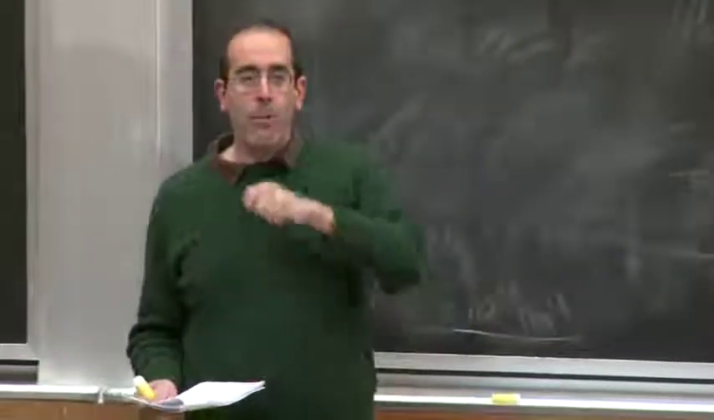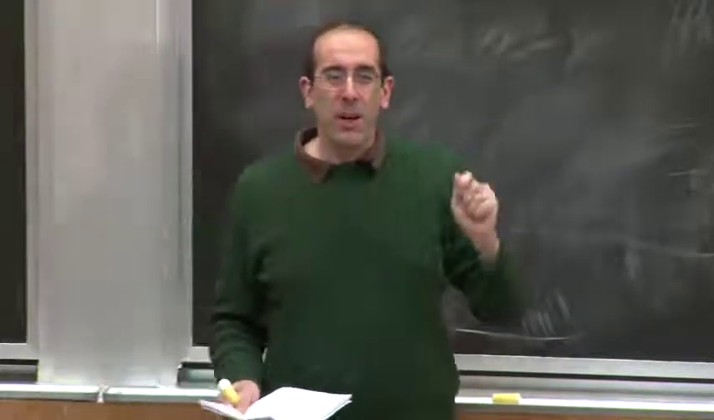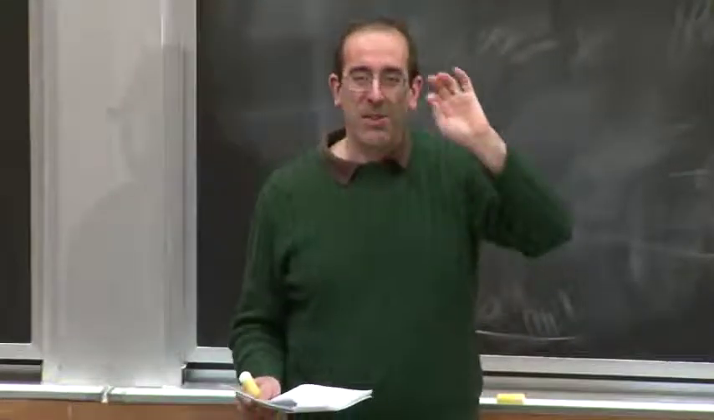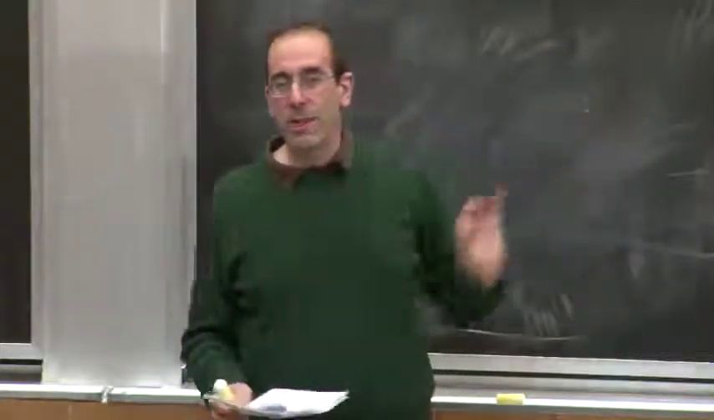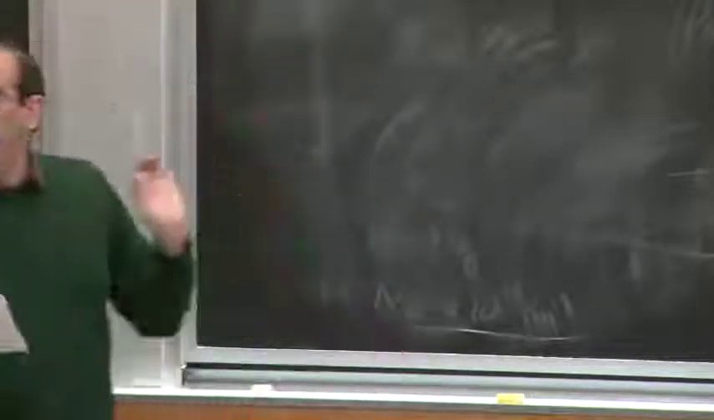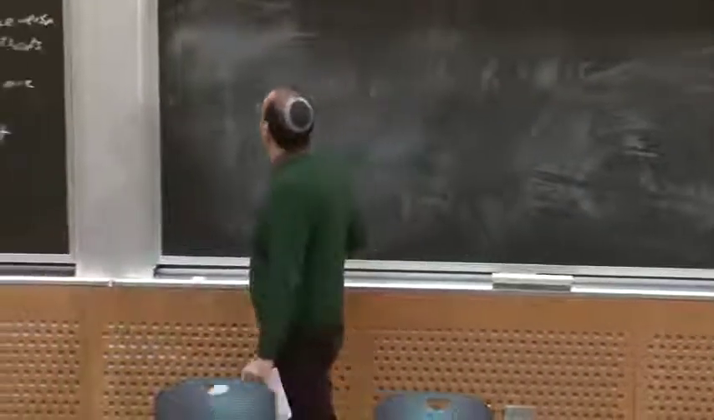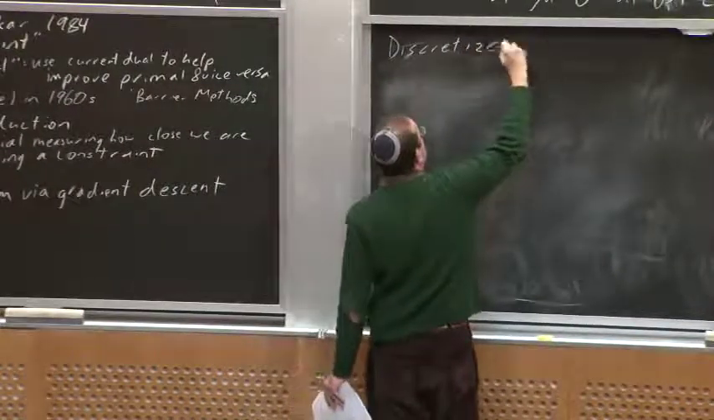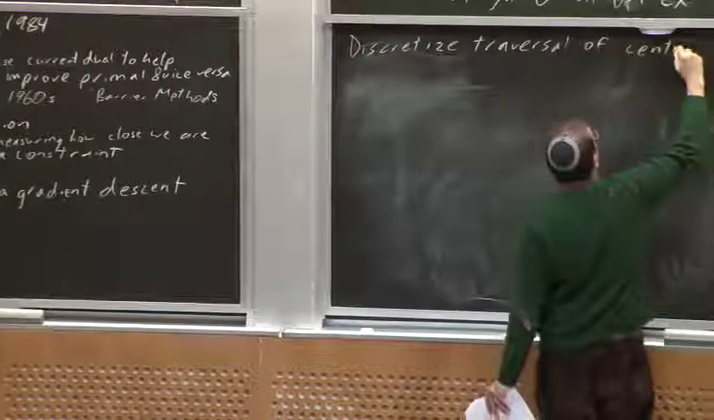If we weren't concerned about runtime or finiteness, right? There's sort of a continuous version of this problem. Right, where at each step you take the tangent to the central path and you move in that direction infinitesimally. And if you just keep moving infinitesimally along the tangent to the central path, then eventually after infinite time you'll get to the optimum. But we want a finite solution, right? So we're going to have to discretize a traversal of the central path.